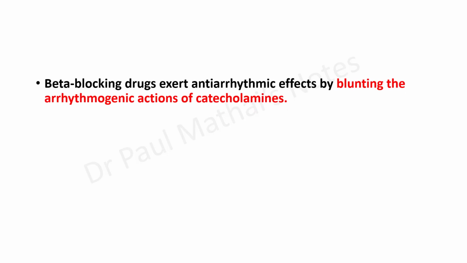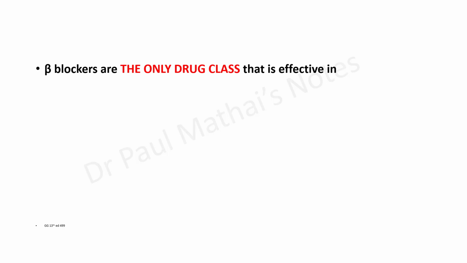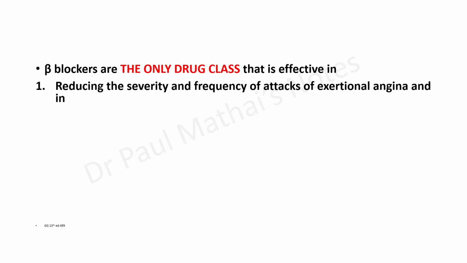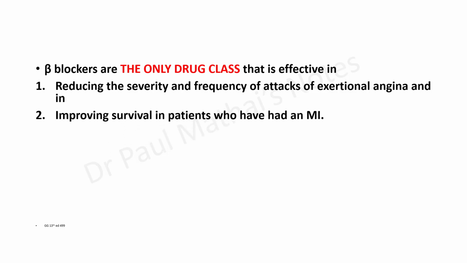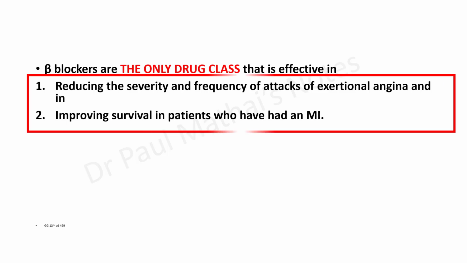Beta blocking drugs exert their antiarrhythmic effects post-MI by blunting the arrhythmogenic effects of catecholamines. Beta blockers are the only drug class that is effective in reducing the severity and frequency of attacks of exertional angina and in improving the survival in patients who have had an MI.